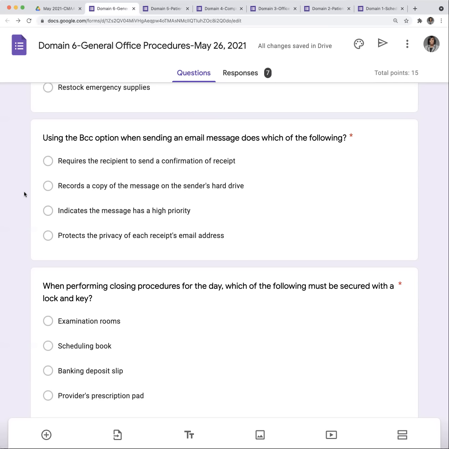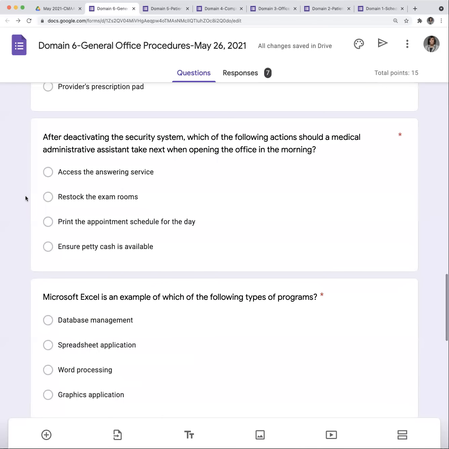All right. When performing closing procedures for the day, which of the following should be secured with a lock and key? The provider's prescription pad. Yeah, and again, I don't know about you, but I haven't seen any prescription pads laying around the office lately. None, because you know, people like to sell stuff. All right. After deactivating the security system, which action should you take the next day? That's the answering service.